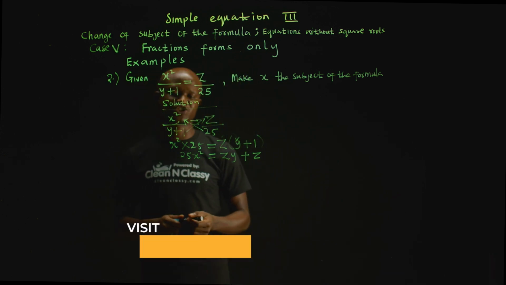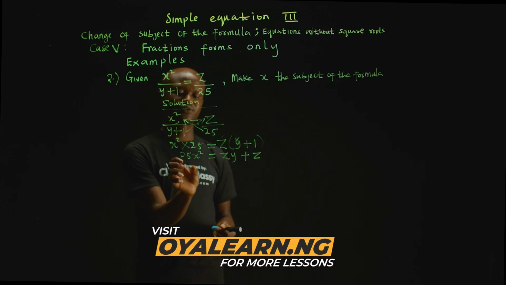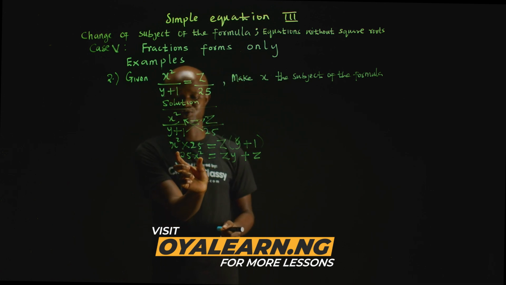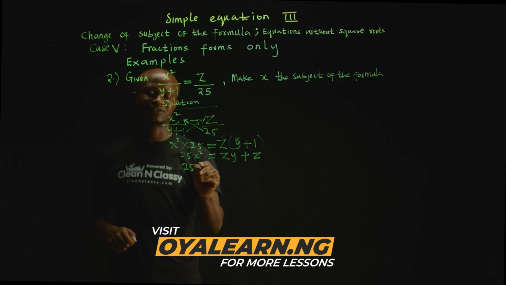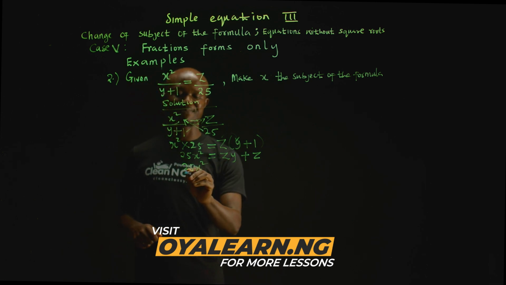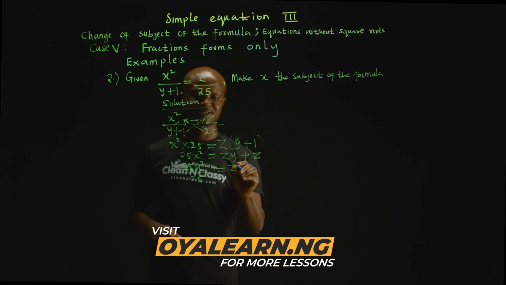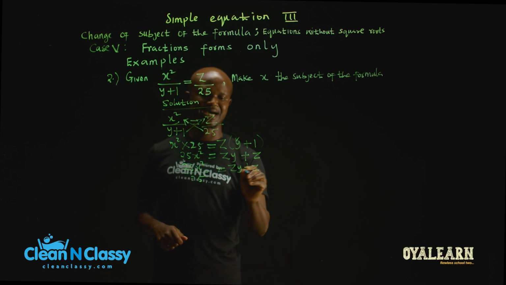In order to make x the subject, we need to remove this 25 first. That's close to x squared. So we divide both sides by 25. Dividing both sides by 25, we have zy plus z divided by 25.